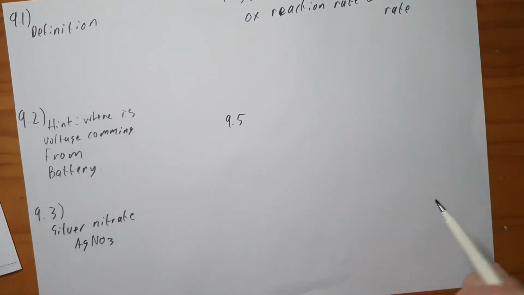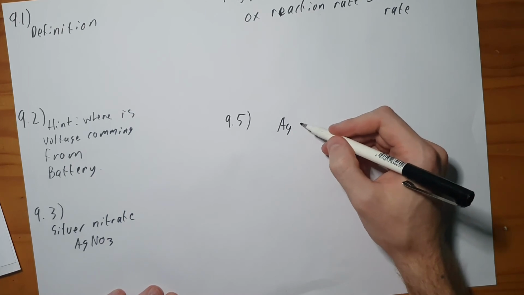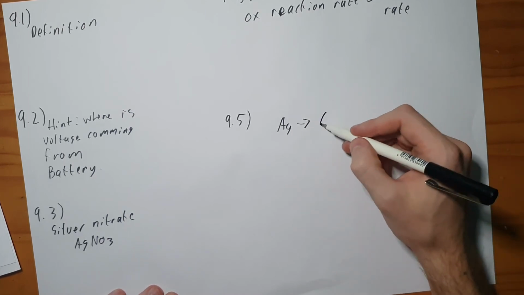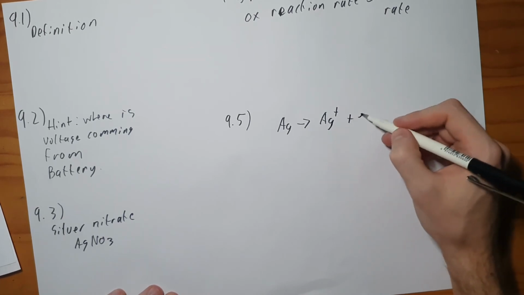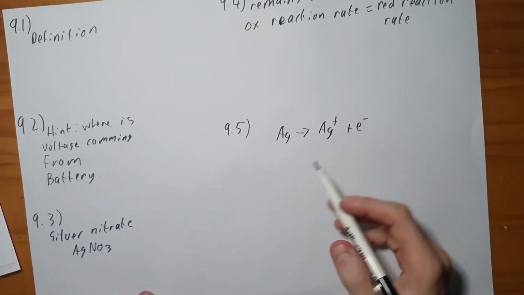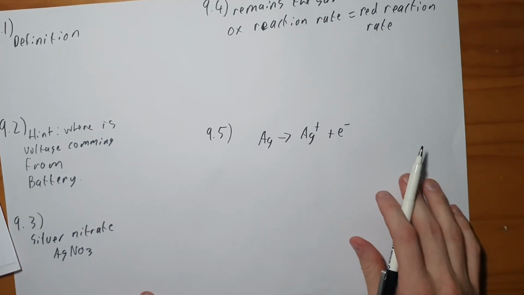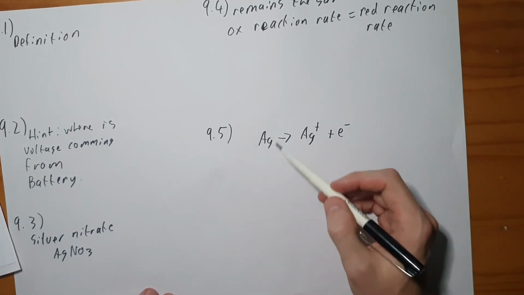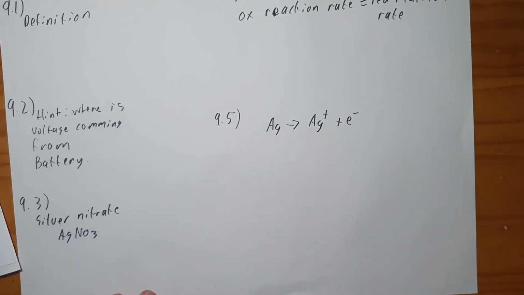So if we write the half cell reaction for that, it's going to be Ag going to Ag+ into solution plus an electron, because it's losing electrons. Note that the arrow points in one direction because it's not a reversible reaction here. Why? Because the Ag, or the silver, is breaking down into solution. And that's how we go.